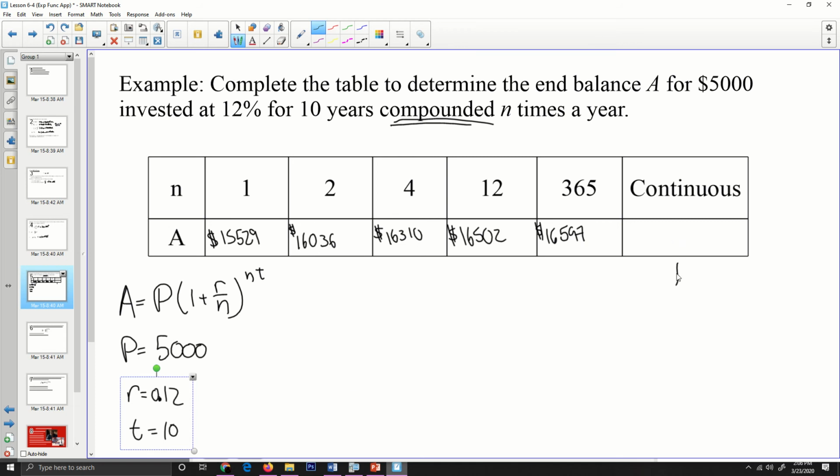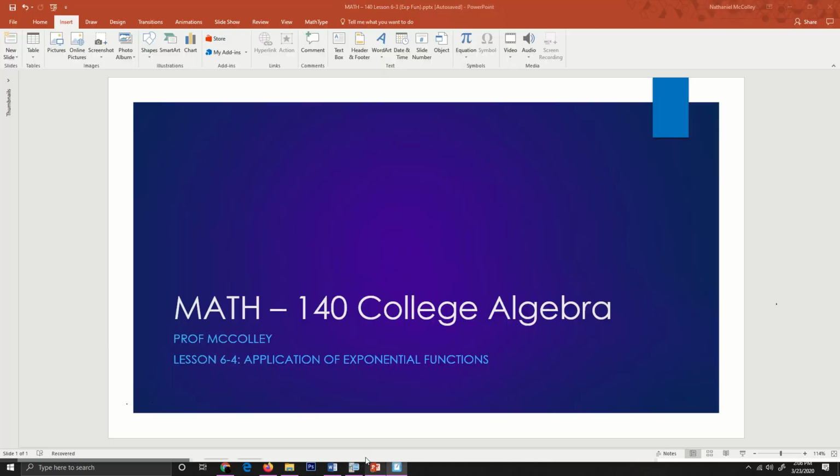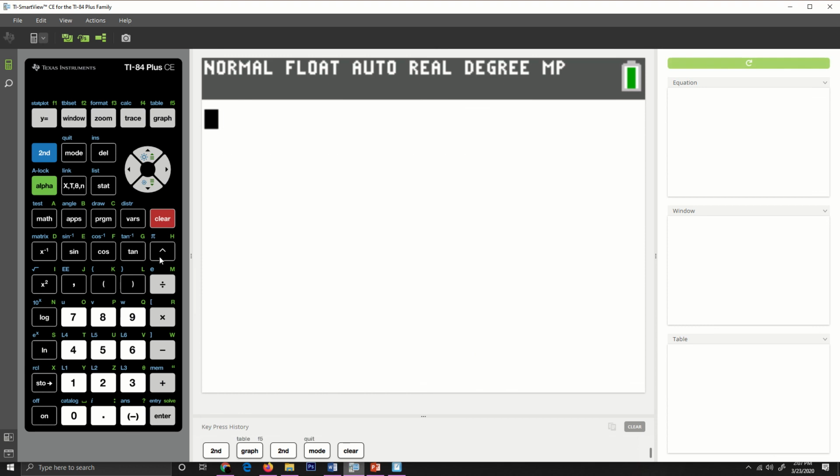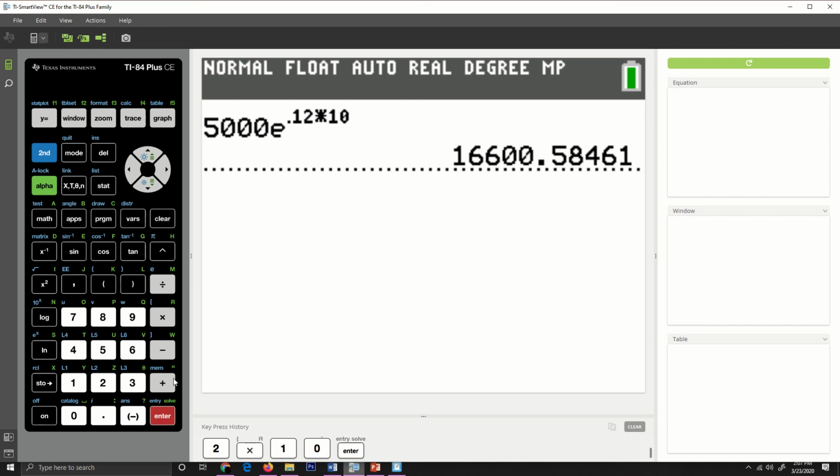And for continuous growth, anytime you see continuous, you should be thinking that PERT equation, A equals P e to the RT. And for us, we will just type that into our graphing calculator. We'll quit out of this. We'll clear this out. And it was 5,000 times, hit the second LN button to get the e, and then it was 0.12 times 10 for 10 years. And we get 16,658 dollars.